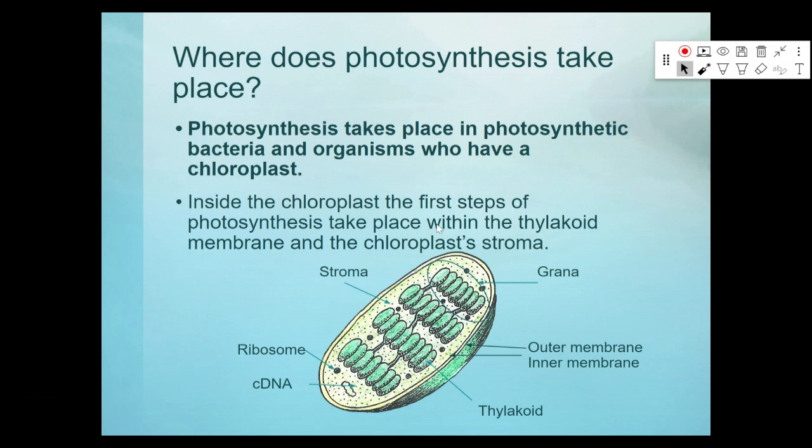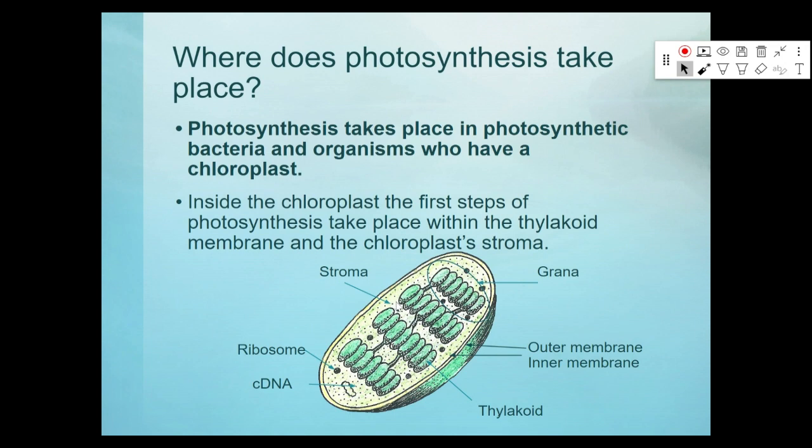But inside the chloroplast, the first steps of photosynthesis take place within the thylakoid. Each one of these little things right here, if you want to look at them like pancakes, each little pancake is called a thylakoid. But if you see a whole stack of them, it's called a granum. One stack is a granum. Multiple stacks like this, one, two, three, four, would be called grana.